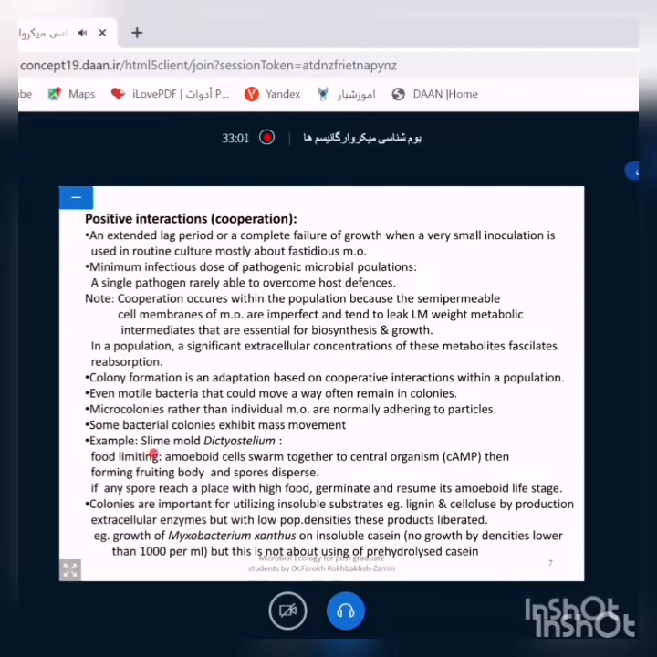Another example is related to mold. There is a mold with the name of slime mold of Dictyostelium. When there is a food limitation, this mold changes to amoeboid cells, something that looks like amoeba, okay? And they come together. So pay attention. When there is not sufficient food, these cells come together. They think if they come together, it is positive. They come together for cooperation.